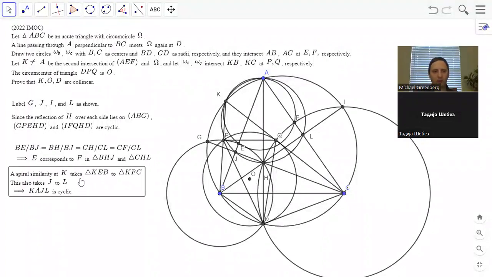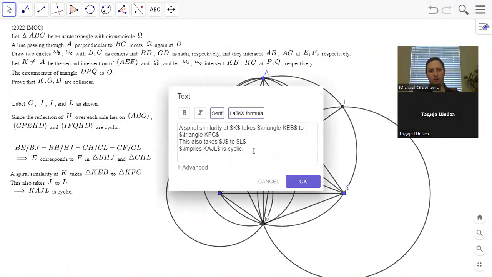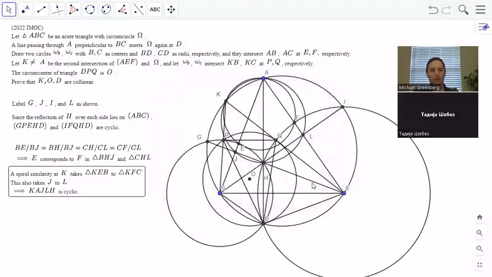And obviously, I'll just throw H in there. I mean, it's obvious that H has to lie on that circle.